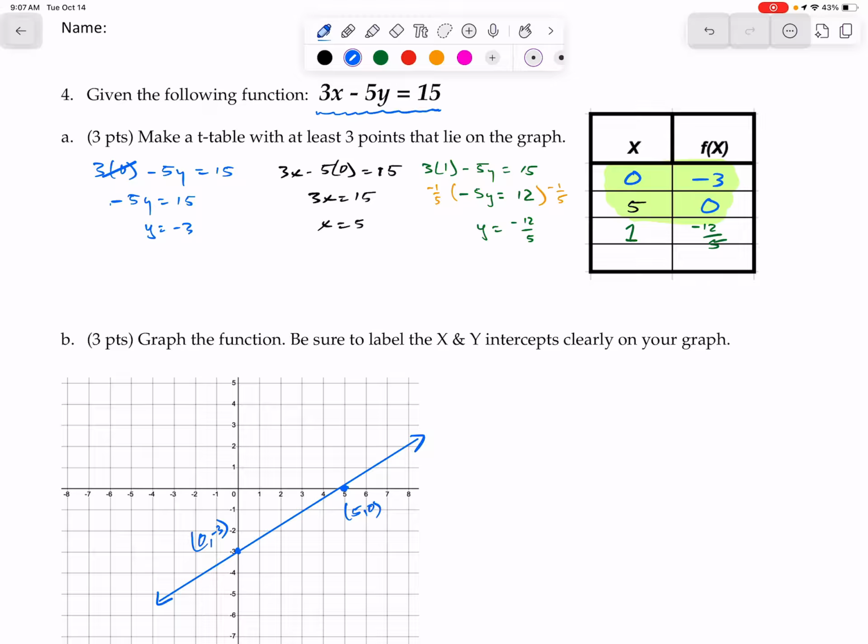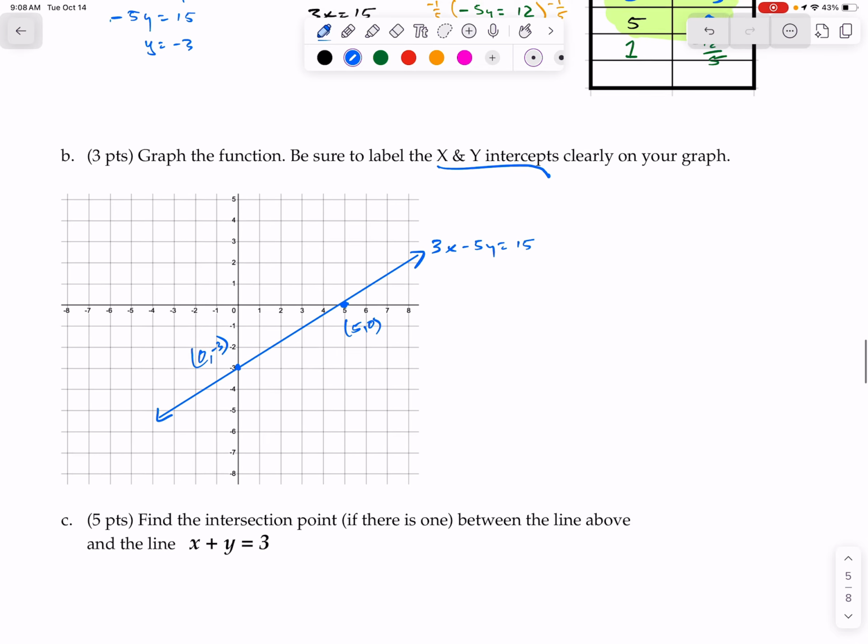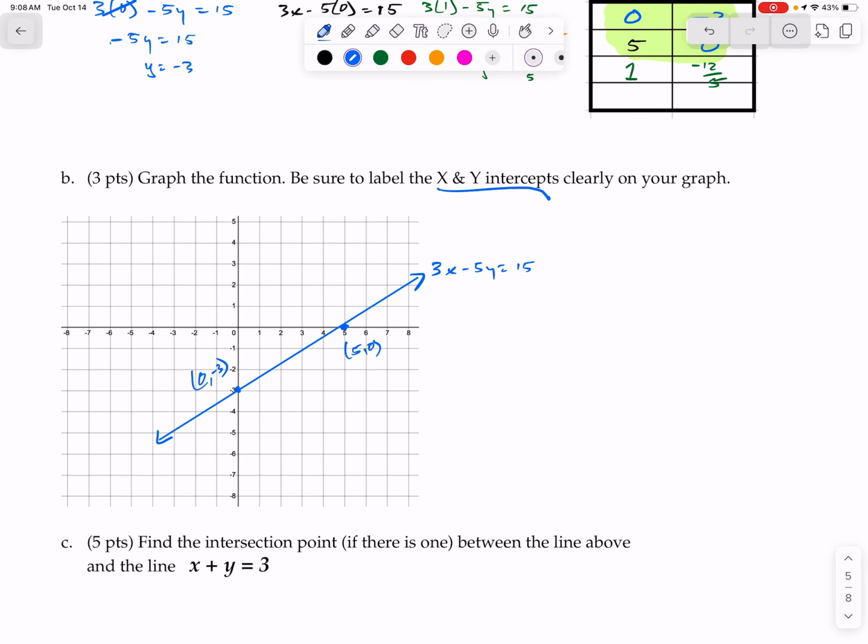So I have labeled my x and y intercepts clearly. I've got the function on there. I'm going to write the function. So this is 3x minus 5y equals 15 so that I remember which one it is. And then in the next question, I have to find the intersection point between the line and this line.